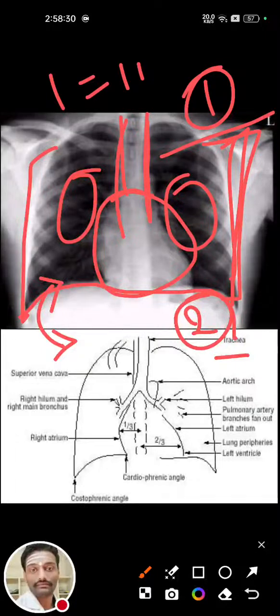Okay, next we jump to the abnormal chest X-ray. What are the findings in a normal chest X-ray? Do you understand? Yes or no, comment below.